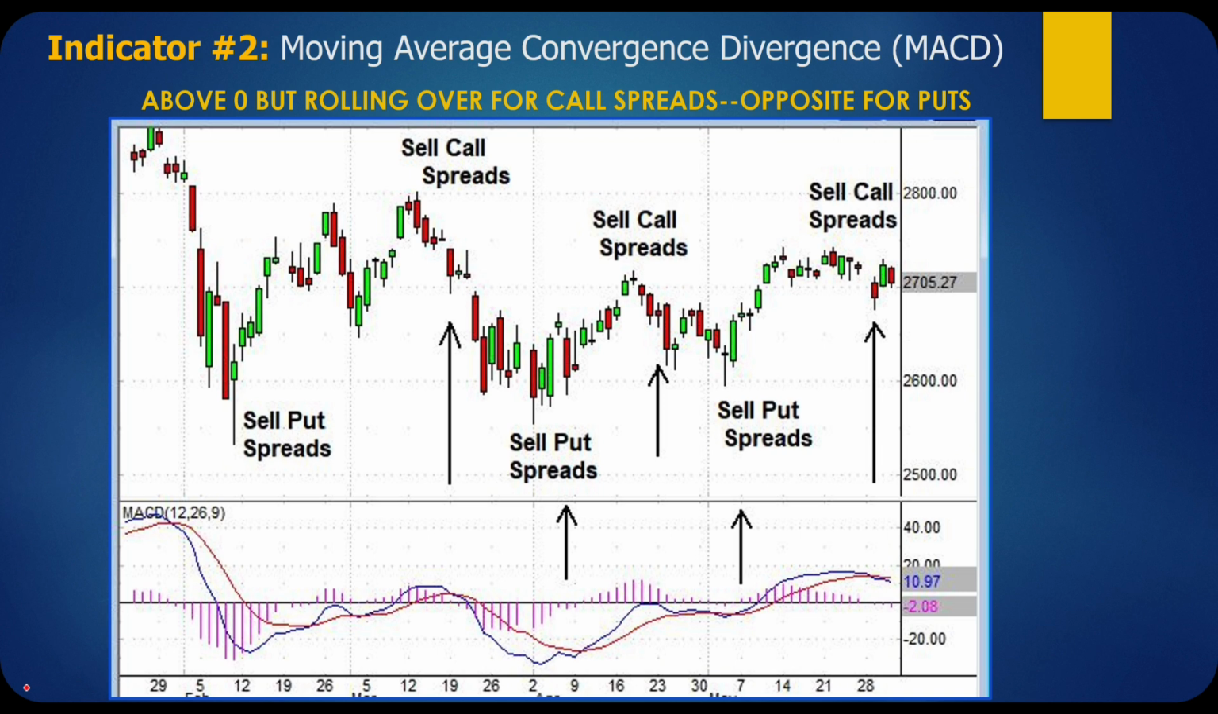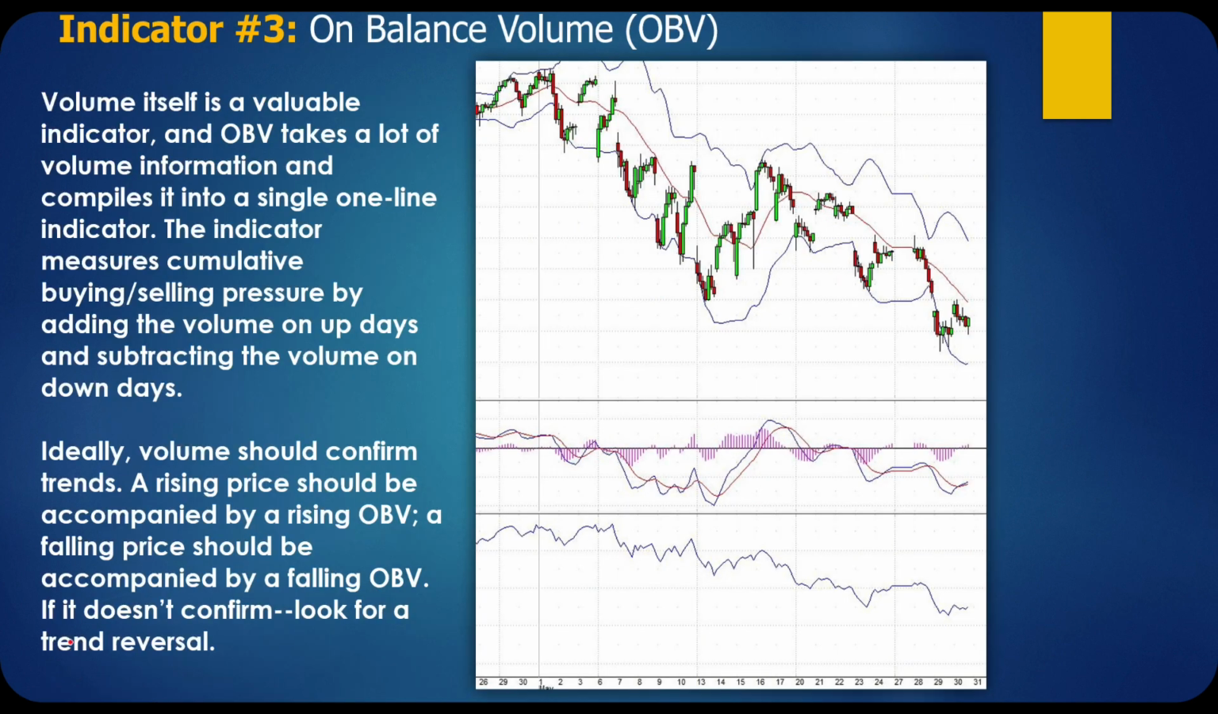So moving average convergence divergence, you can see different times to go. Selling call spreads is a bearish strategy. Selling put spreads is a bullish strategy. We're going to get into that just in a bit here. And a good time is when you see this crossover of the zero line. And once again, that can be a little late. Perhaps a better time just to get a little bit of a head start is when you see that histogram starting to change directions. Okay, indicator number 3 is on balance volume, or OBV.